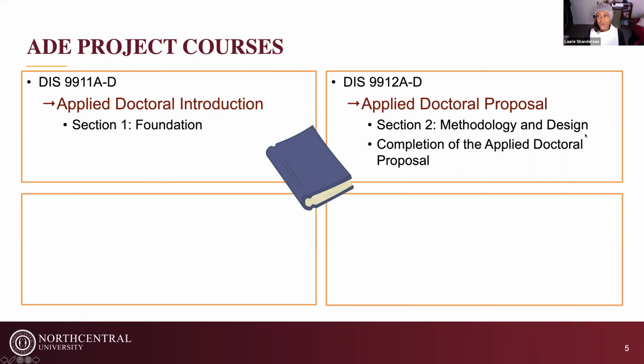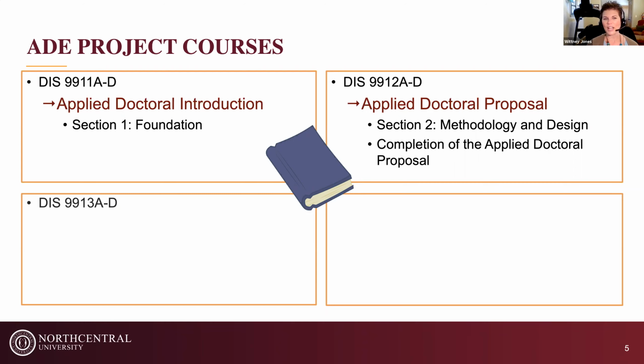Dr. Jones, what if I can't get everything done in section A of DIS 9912? Then you move to section B, and then you move to section C, and then you move to section D. So each of these project courses allows for 4 opportunities for me to get it right? Absolutely. 9 months? 9 months, yeah, 6, 7, 8, 9. Yeah, 9 months.